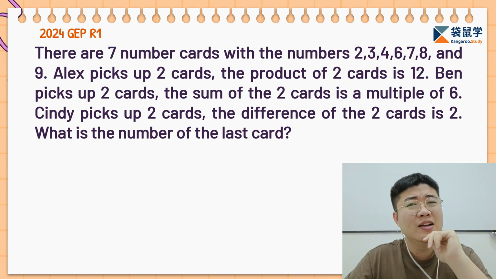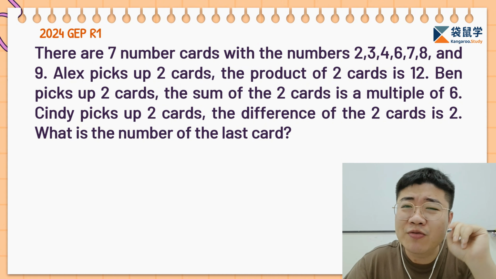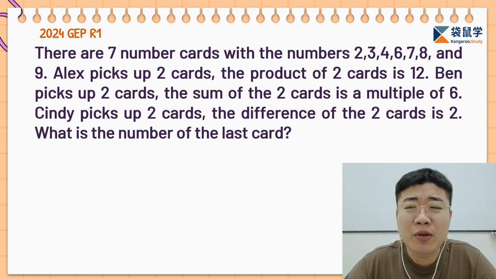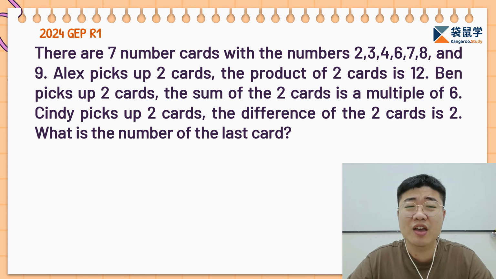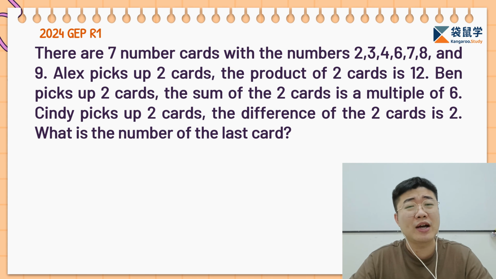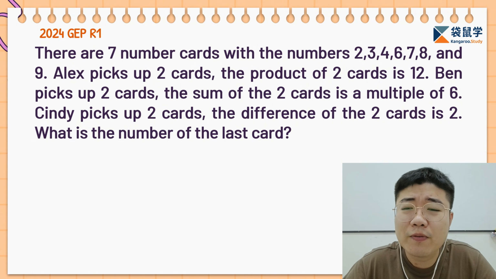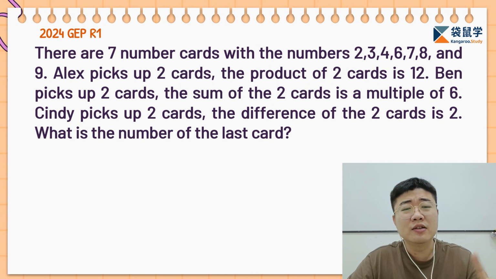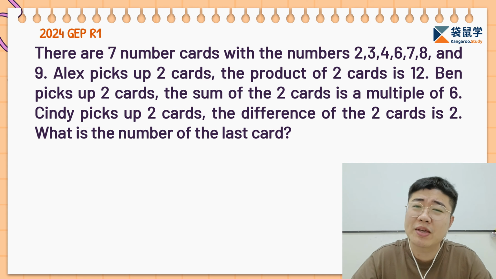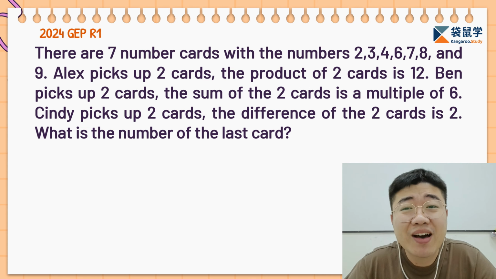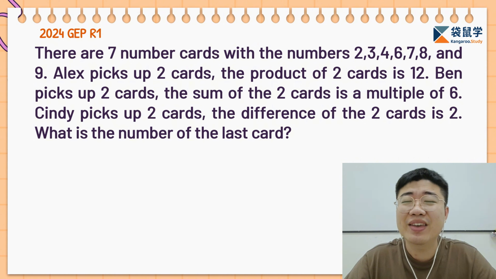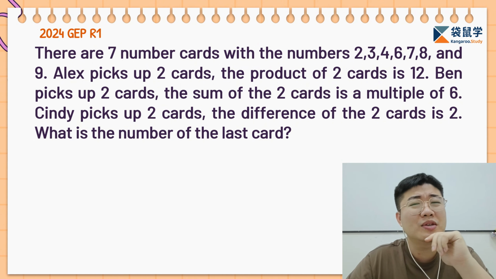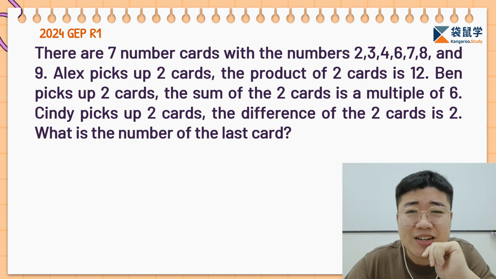So let's think. In this question, we've got a lot of different cases. For Alex, we have different choices. If the product is 12, we can do 2 and 6, or 3 and 4. The same for Cindy. The difference is 2. Of course, we can try 9 minus 7 equal to 2, or we can do 4 minus 2 equal to 2. So how do we start here? Do we just do guess and check?